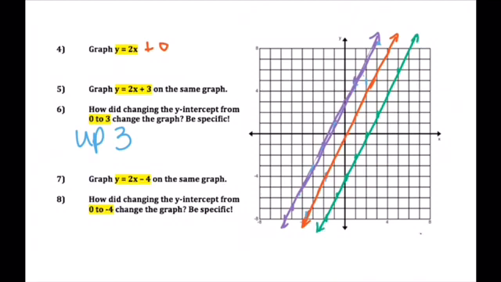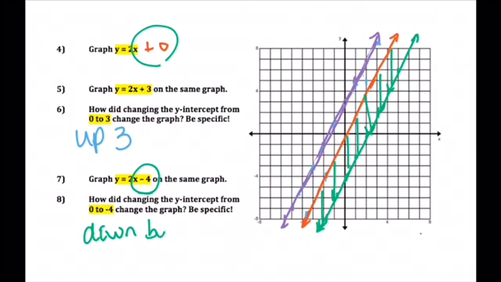So what we want you to see again is that when you change the y-intercept from 0 to -4, it takes every point on there and it drops it down by 4. So it's kind of like an elevator dropping. Okay, so it's going to go down by 4.